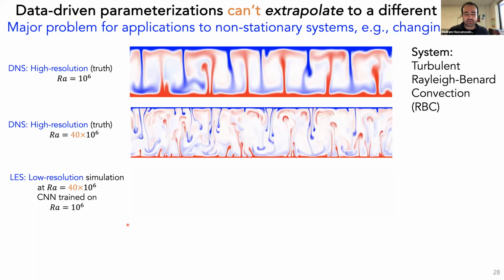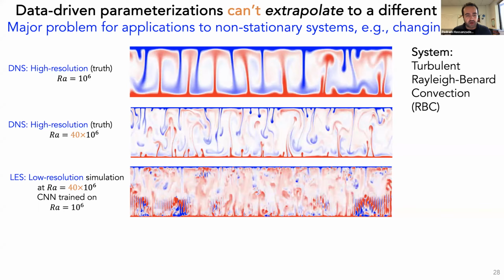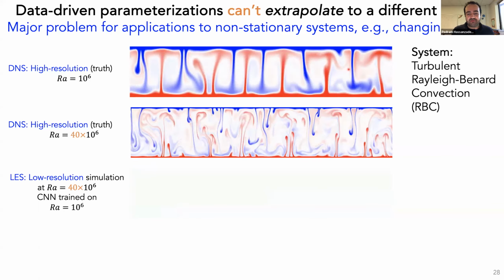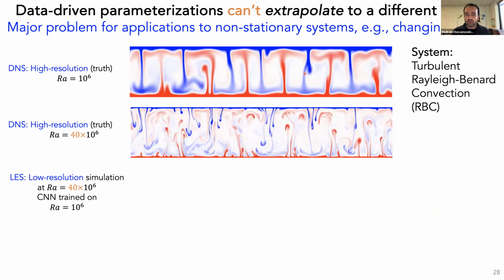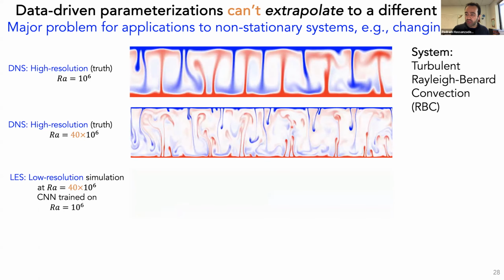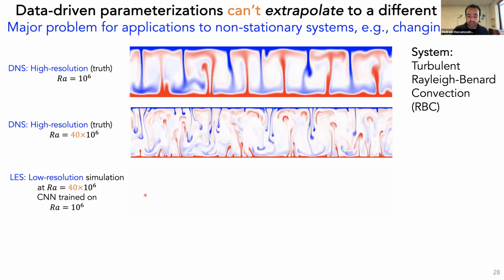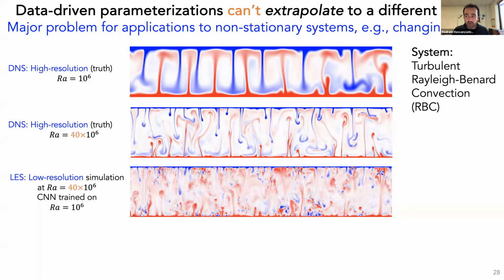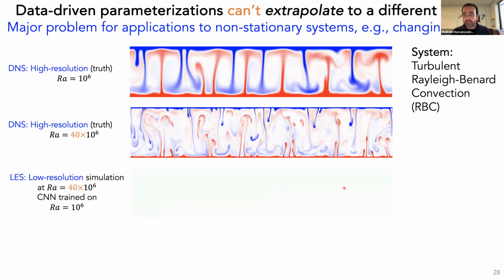So here I'm showing you results with a different system with the Rayleigh-Bénard convection. So what we did is that we trained CNNs for eddy momentum and heat fluxes on this turbulent flow, and then asked it to work for this more turbulent flow. And then we got that unstable simulation that I showed before. So the answer is no, these models cannot extrapolate.